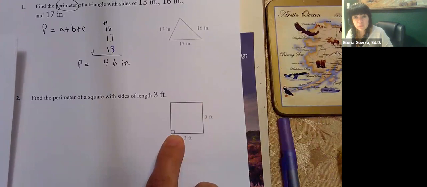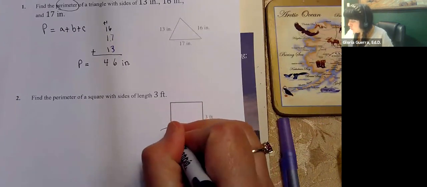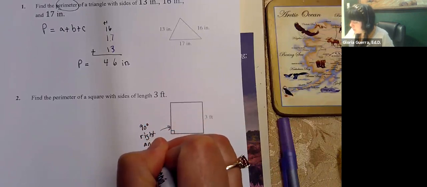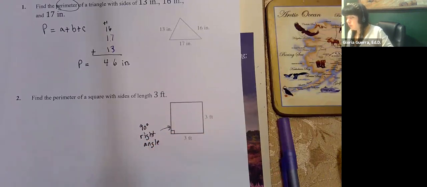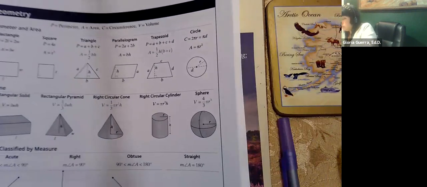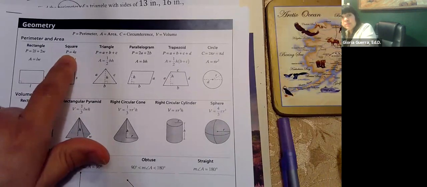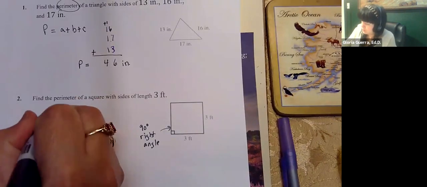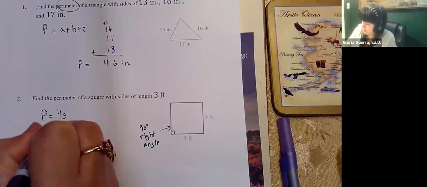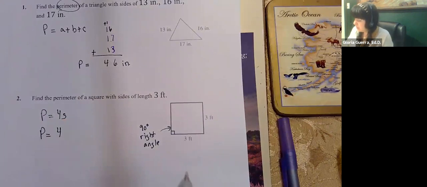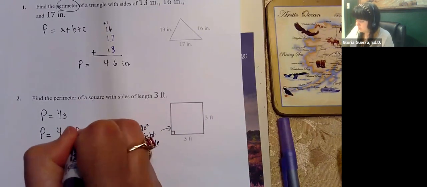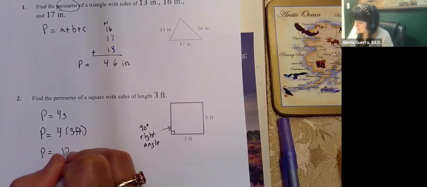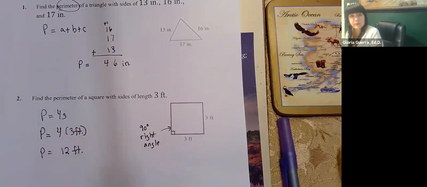And this is a rectangle. This is showing that it's a 90 degree right angle, and you want the formula for the perimeter of a square. So we have a square right here, and then see this formula, P is equal to 4S, 4 times S. And S stands for the side. Each side is 3 feet long. Okay, so 4 times 3 is 12 feet.